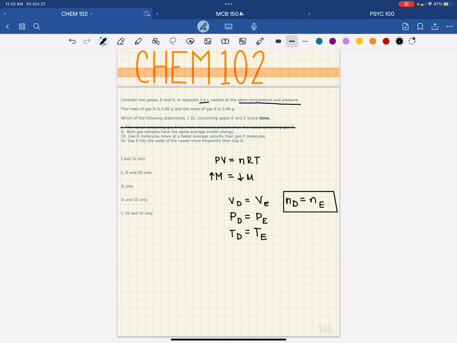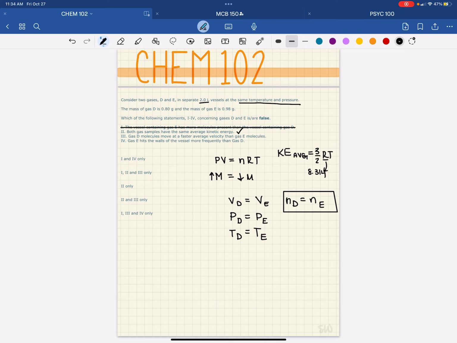Statement 2: both gas samples contain the same average kinetic energy. We know that average kinetic energy is equal to 3/2 RT. R is a constant, which is 8.314, and we know that they're at the same temperature. Therefore, 2 must be true.